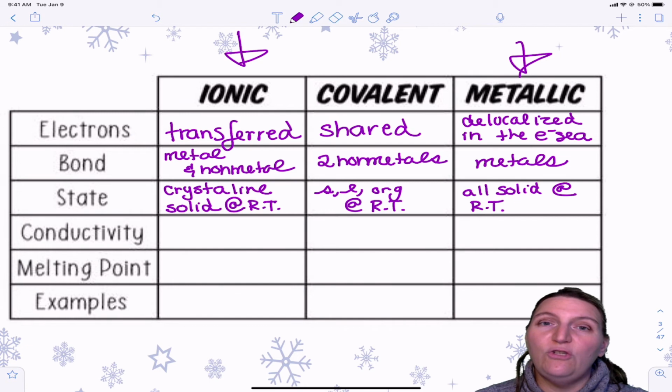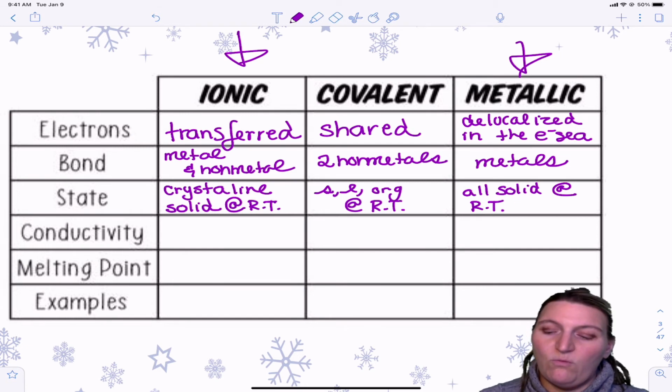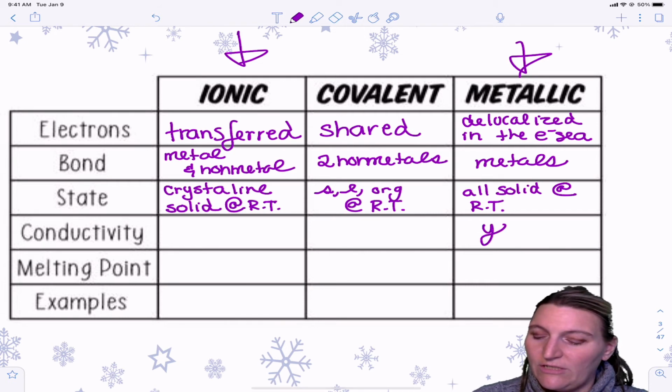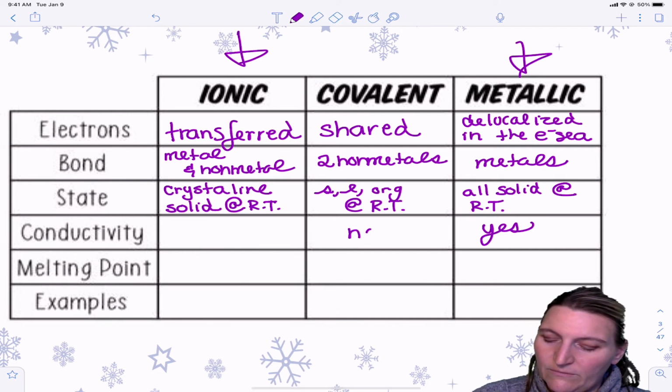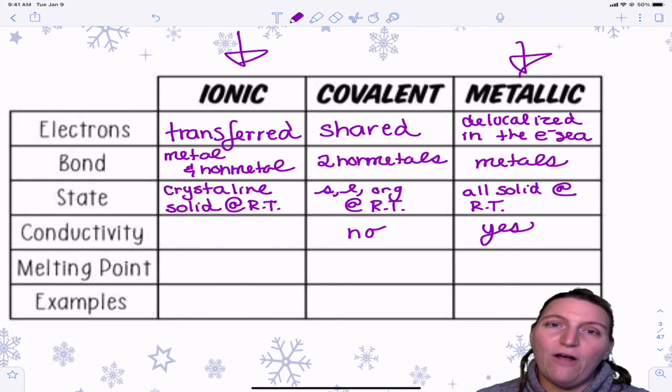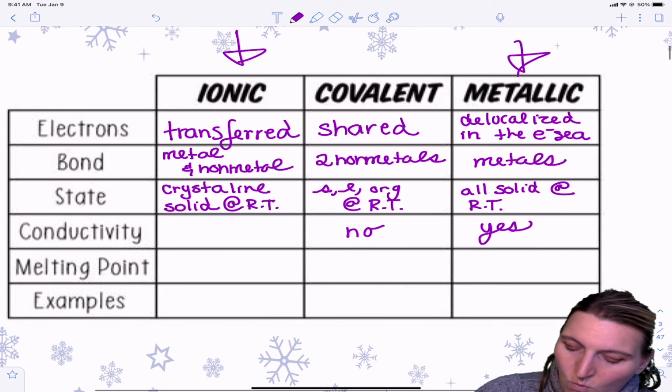Conductivity. So this is, do they conduct electricity? And we know one of these for sure. We should remember that metals do conduct electricity. That was one of the properties that we learned about metals. Covalent compounds do not conduct electricity. Ionic compounds do, but only under special circumstances. They do when they are either liquid or dissolved in water.